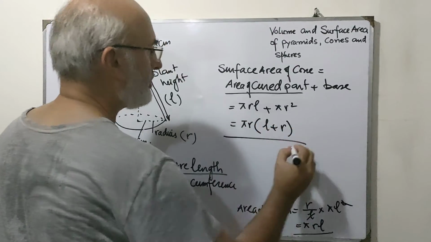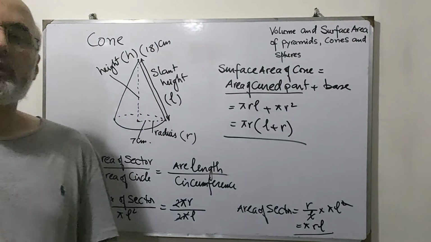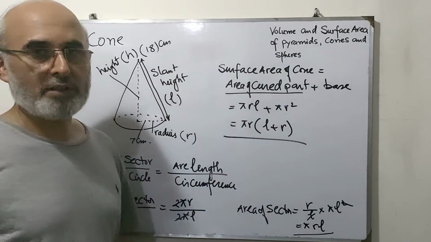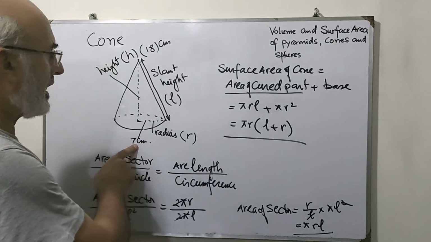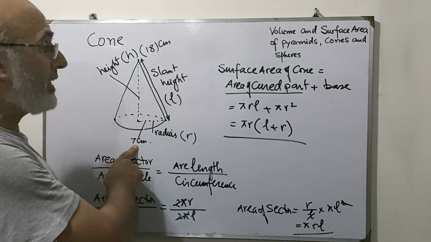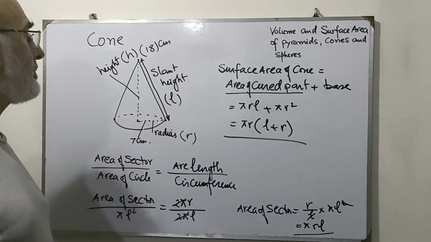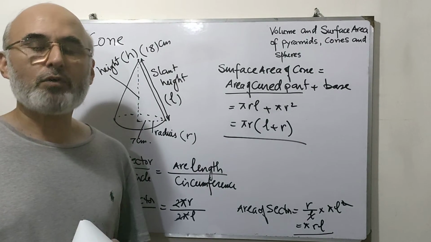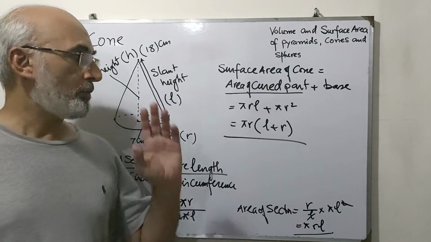So this is the surface area of a cone, and we can apply the values. Pi is 22 by 7. If we have, for example, 7 as the radius, and we have L, we can apply that and find the surface area of a cone very easily. Hope you got the idea.